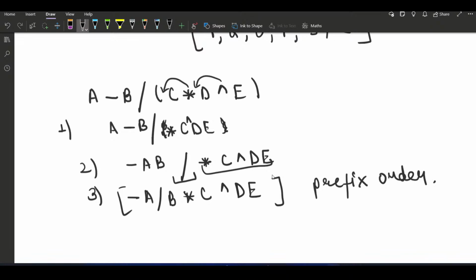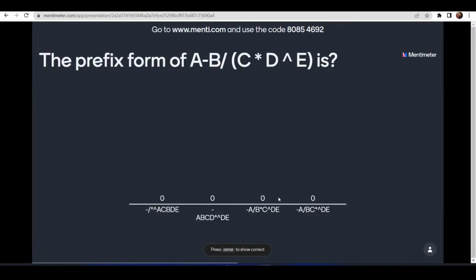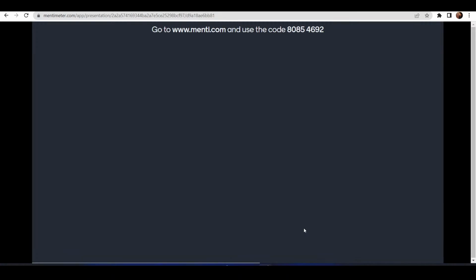We have shifted all the operators from the position between the two operands to the beginning of those operands. So in that case we'll be getting the prefix order. So clearly our answer in this case will be minus A slash B asterisk C and then D E. So this will be our answer in this case. Now moving to the next question.